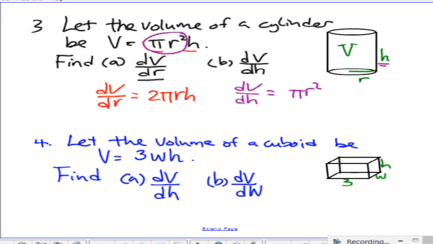For dV/dh, that is, how much the volume is changing when there is a small change in height, the answer here is you would need to treat the 3w as a constant. So dV/dh in this particular case is just going to be 3w. And for dV/dw, you treat 3 and h as constant and w as the variable. Right, w here is the variable. So the answer to that will be just 3h.